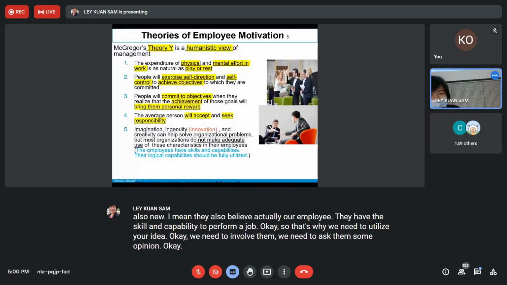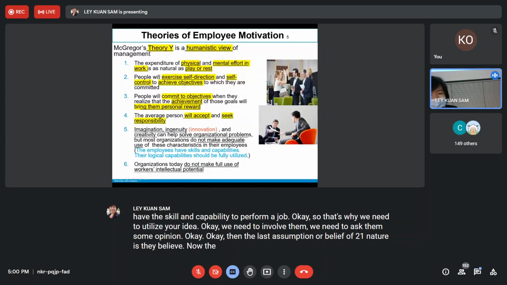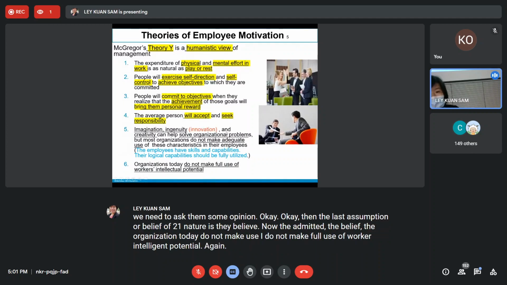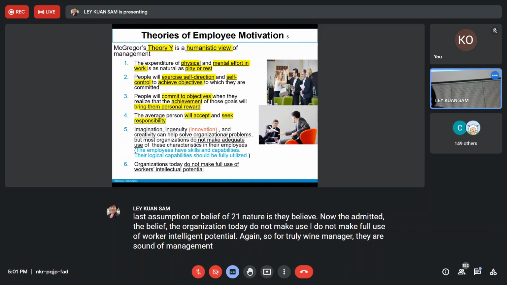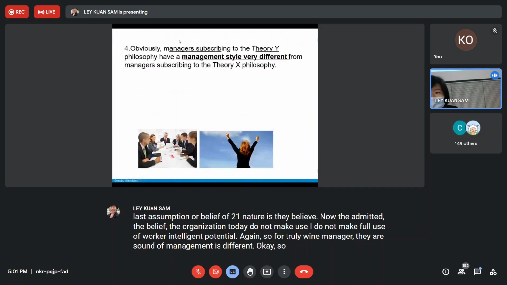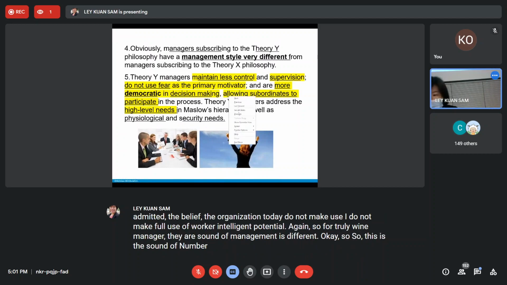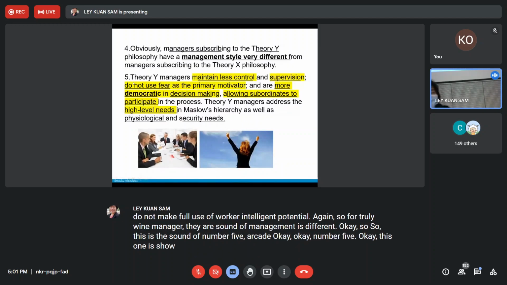The last assumption or belief of Theory Y managers is that organizations today do not make full use of workers' intellectual potential. For Theory Y managers, their style of management is different. This shows the style of management for Theory Y managers.